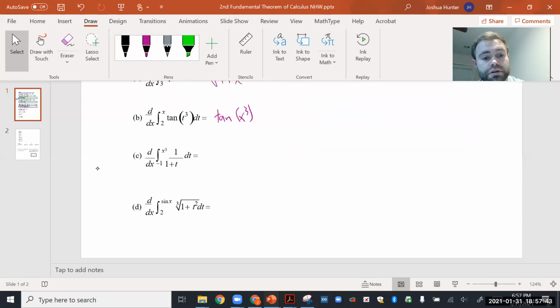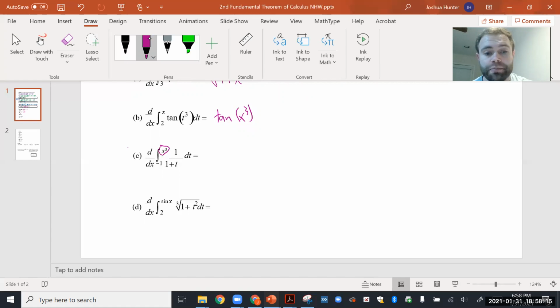Now, these two are a little different. Here we're taking the derivative of the integral from -1 to x cubed of 1 over 1 plus t. Well, because it's x cubed, that is a function of x. So similar to my chain rule example of the fundamental theorem of calculus, that whole x cubed does get plugged into the t spot, very similar to a and b, but then we also have to multiply by the derivative of that function.